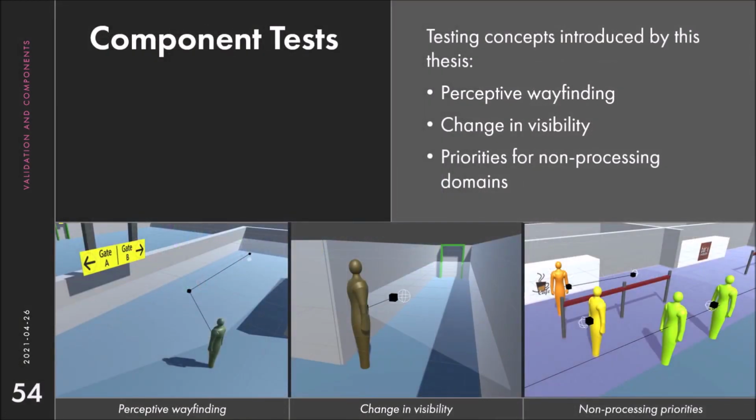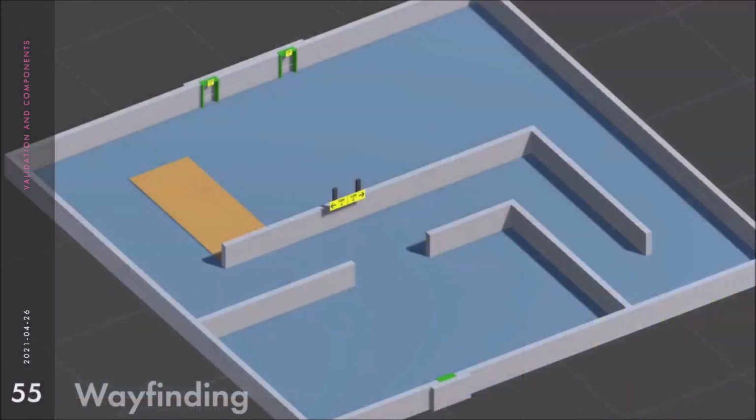Next is component testing, which explores the new features that I proposed in this thesis, including perceptive wayfinding, field of view, visibility, and priorities. For this presentation, I'll just be demonstrating wayfinding and priorities. The first test is wayfinding.